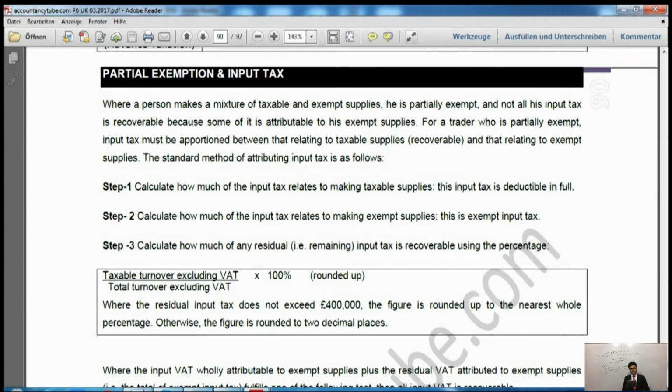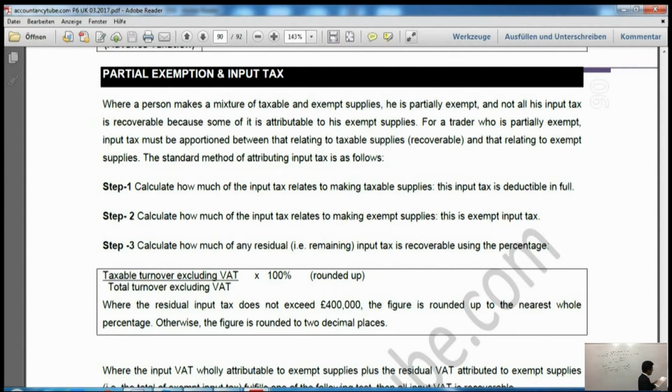Now how can we do it? We'll have to take taxable turnover, so taxable supplies over total supplies. Total supplies means taxable plus exempt, multiplied by the percentage, and whatever the percentage is, we'll have to round it up. How can we round it up? It tells us below. Where the residual input tax does not exceed £400,000, the figure is rounded up to the nearest whole percentage. Otherwise, the figure is rounded to 2 decimal places.